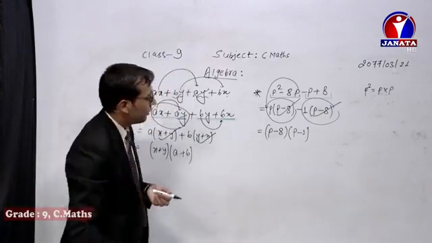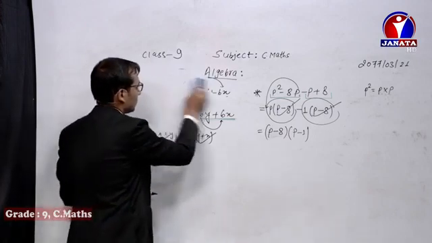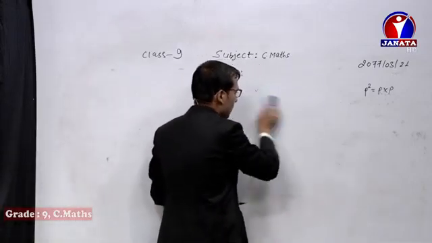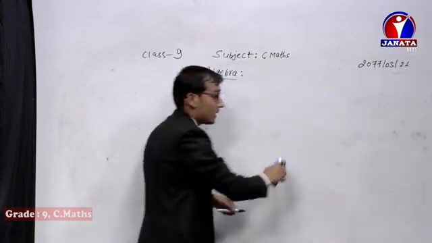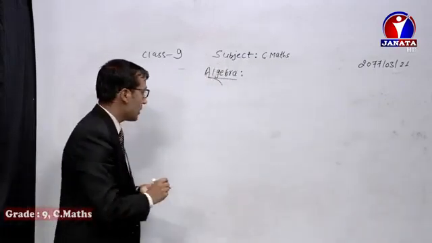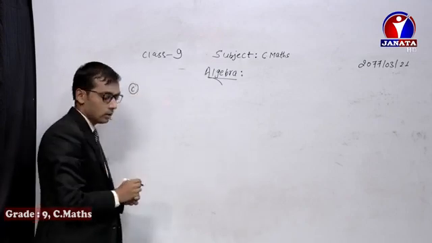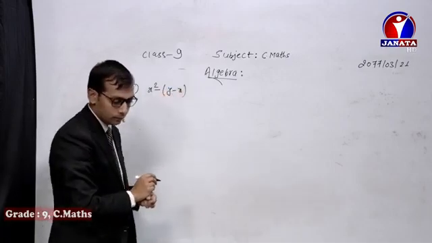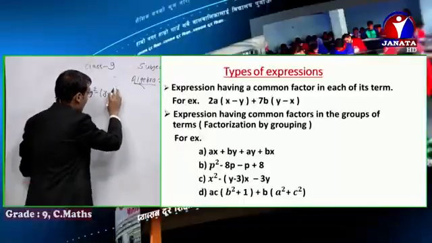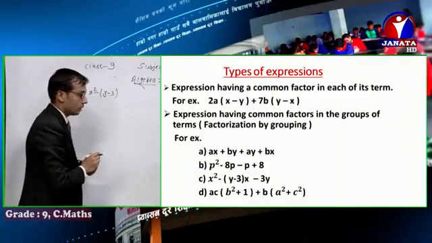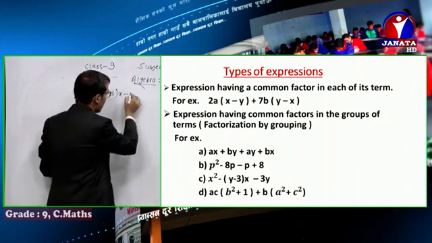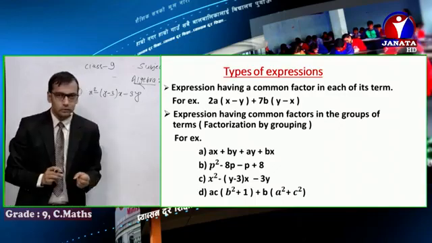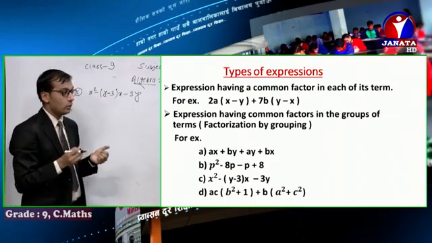So let's try the third example now. This third example also contains 4 terms. We can see in the slide, I am writing the question here. Example number 3: x square minus y minus x times, okay, let's write y minus 3 times x minus 3 times y. Let's try this question. How do we factorize this?